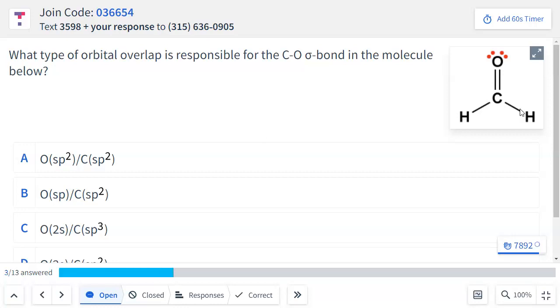So sketch it out for yourself here. What is the hybridization on the carbon? What is the hybridization on the oxygen?